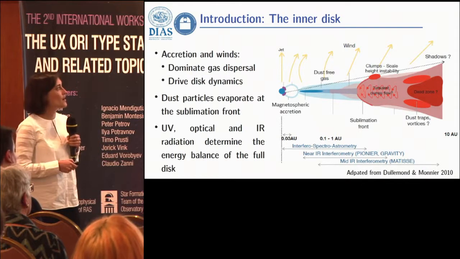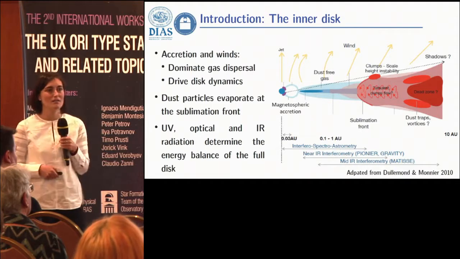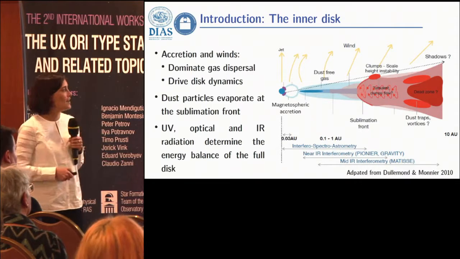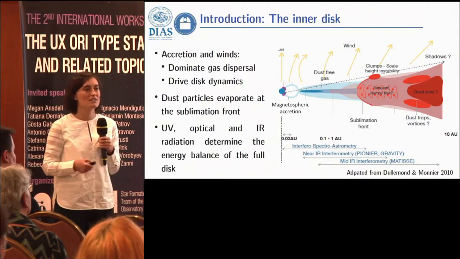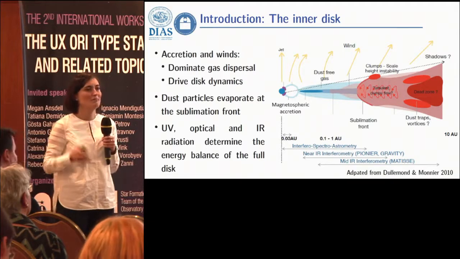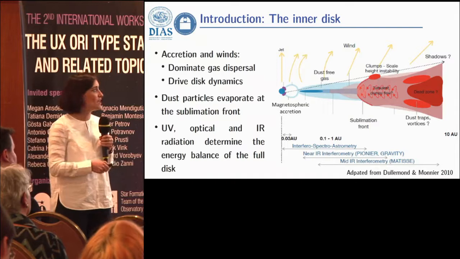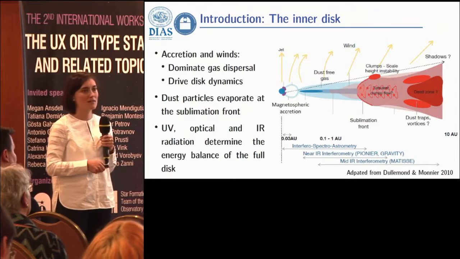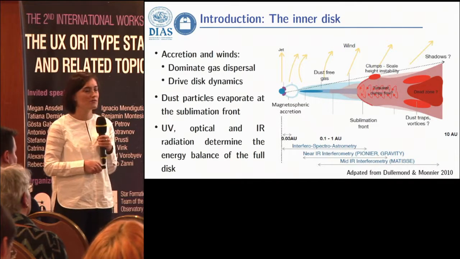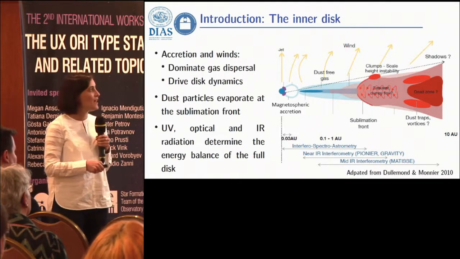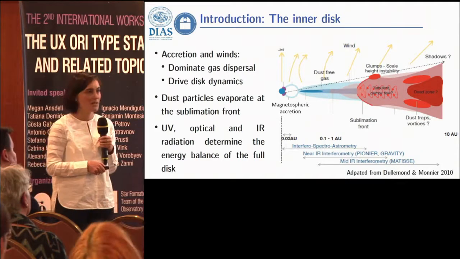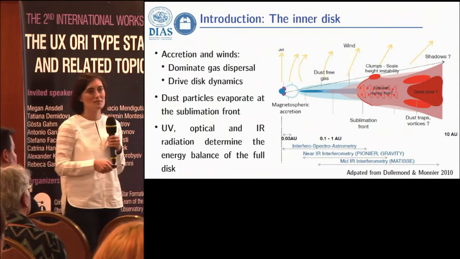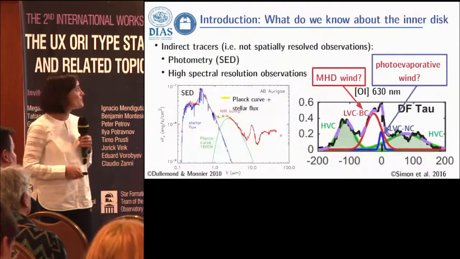And I want you to take a closer look at this picture here, because I want to remind you that in the inner disk we have two sorts of components. We have the dust-free disk here, where the dust cannot survive. So this is my gaseous disk. And then we have the dust disk and the rim, or the dust sublimation front. I will mention these terms later, so just keep them in mind.